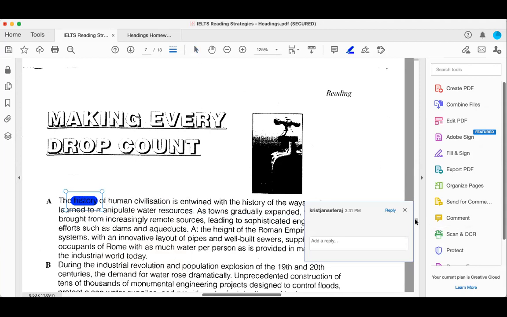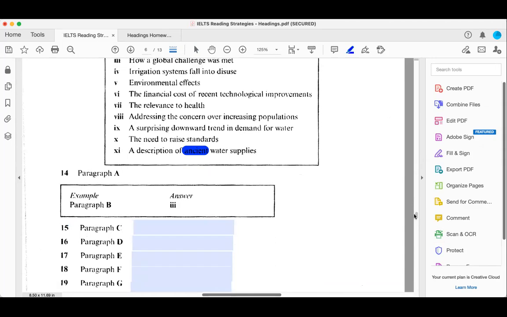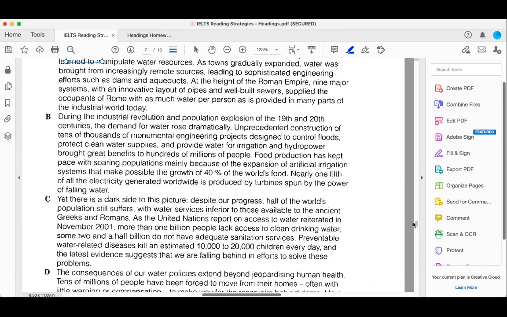Okay, I need the heading for paragraph. Which paragraph? Paragraph C. I read the first one. Again, this is a compound sentence, right? This is a long sentence. When we have a long sentence, we need to find the main sentence. Which is the main sentence here? This one here.